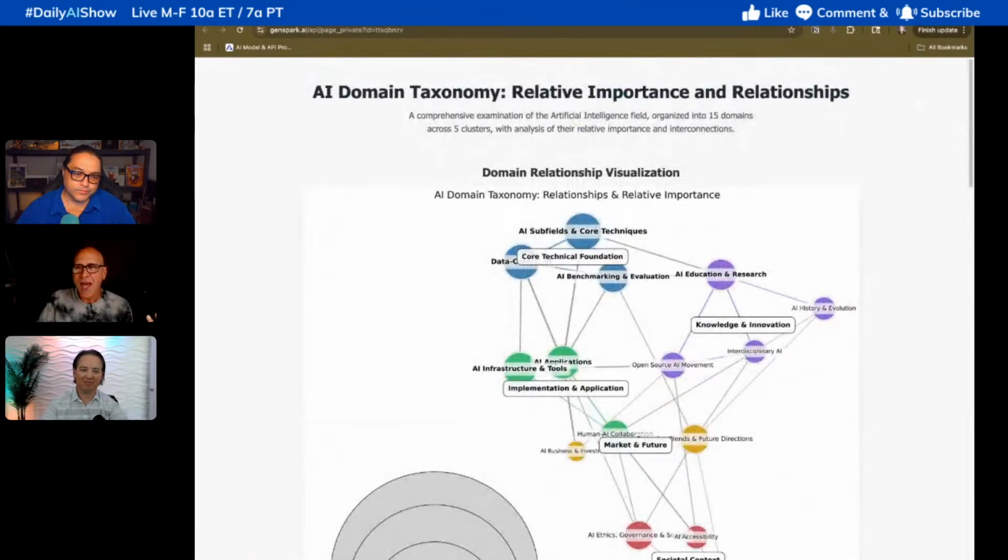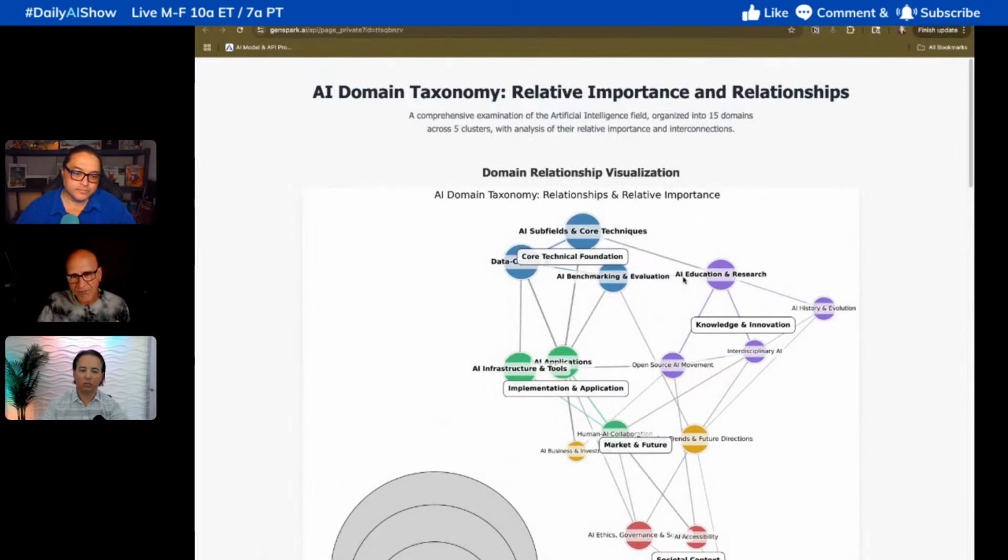Now, I don't have any scientific proof that the relative importance that was assessed by GenSpark in this exercise is accurate. I didn't have time to go back and examine its thinking, but its thinking is presented. So I can't tell you what it used to determine what the relative importance was, but in my prompt, I asked it to consider how frequently it's mentioned and in what authoritative sources it was mentioned. So that's what gives AI subfields and core techniques the highest relative importance score, 10, in this.